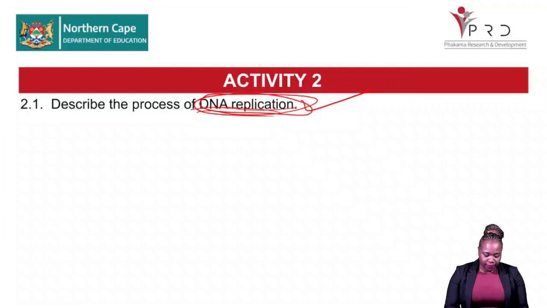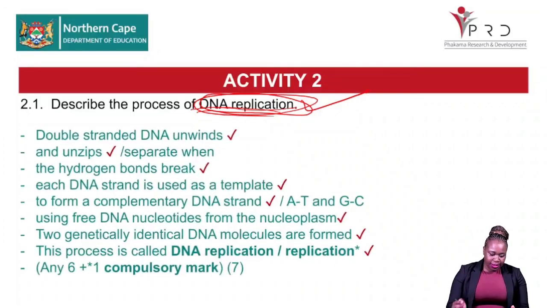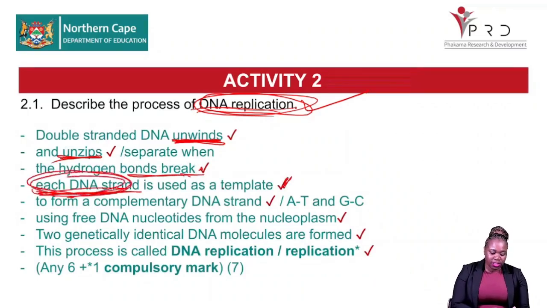All right, now let's have a look at the answer. It says here the double-stranded DNA unwinds. Now, again, you can see that the ticks are not just placed at the end of the sentence, but they are placed in certain parts. It unwinds and unzips, right? There is a mark there. The hydrogen bonds break. You get a mark for that as well. And then each DNA strand is used as a template, mentioning that each serves as a template is a mark.